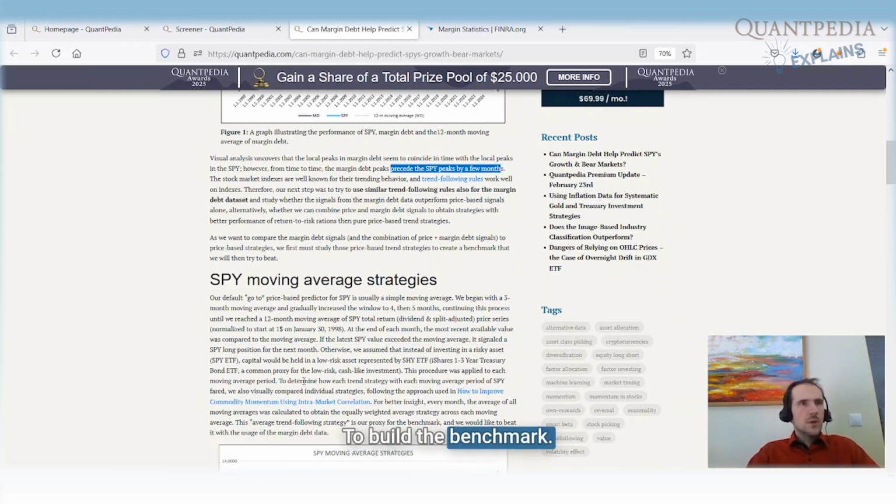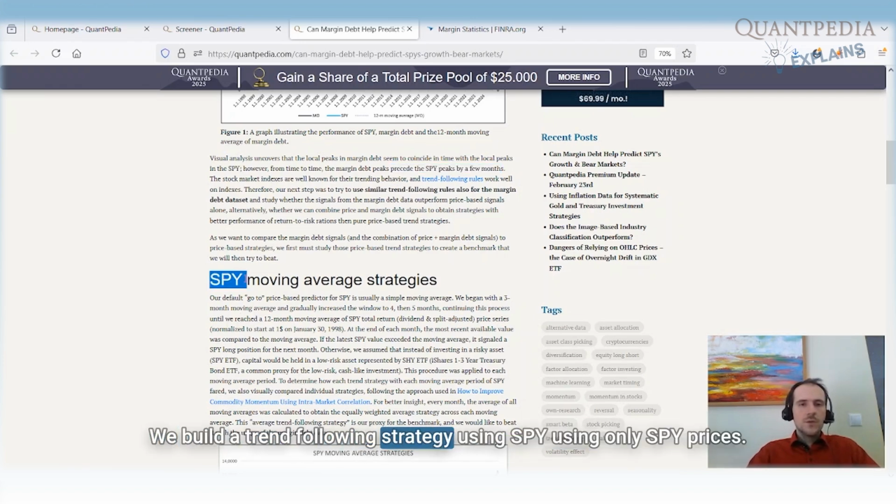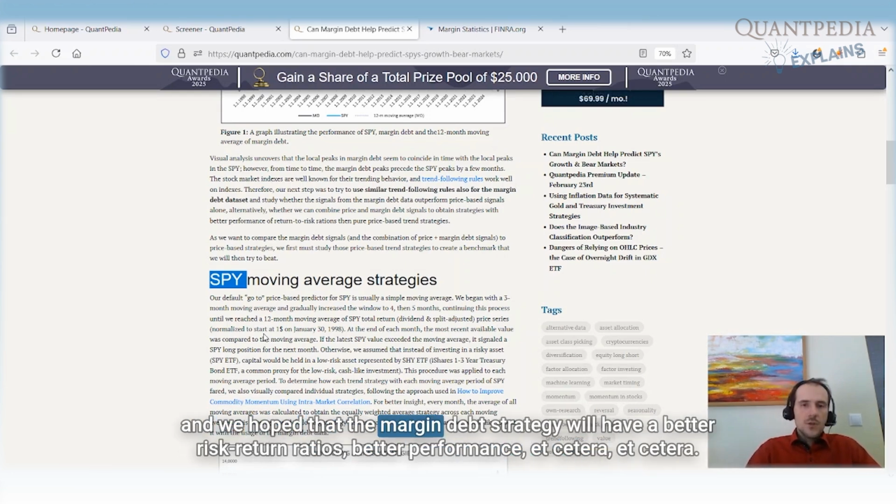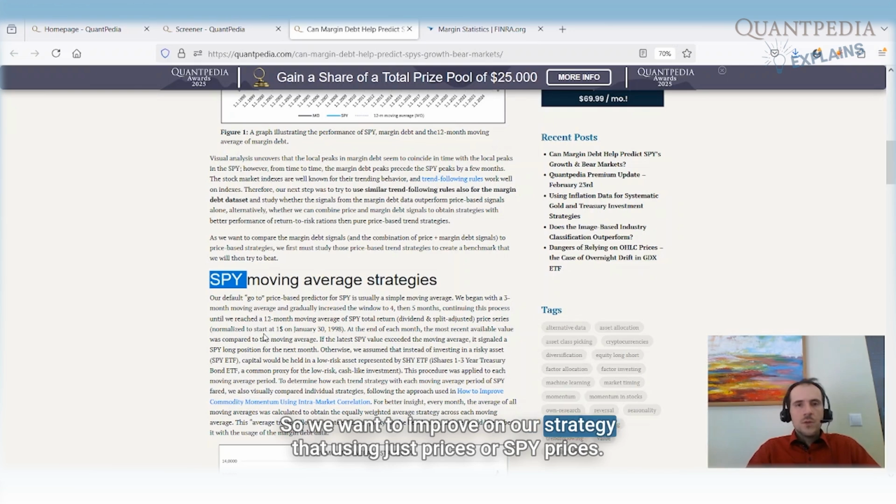Why build a benchmark? Because if you want to compare whether the strategy is good or not, we want to compare it to something. So we built the trend following strategy using only SPI prices, and this trading strategy using just prices is our benchmark, and we hope that the margin debt strategy will have better risk return ratios, better performance, etc. So we want to improve on our strategy that uses just SPI prices.